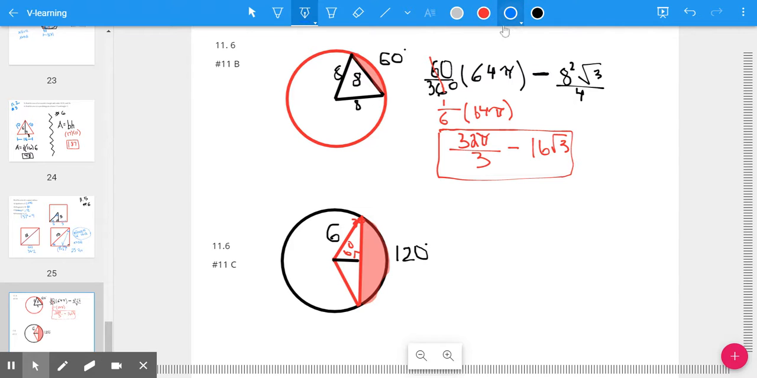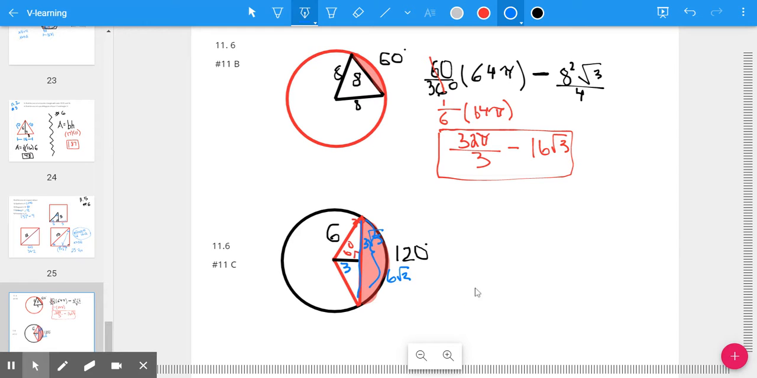Let me use a different color here. If across from my right angle is 6, that's 2x, making x 3. So across from my 30-degree angle is going to be 3, and across from my 60-degree angle is going to be 3 radical 3. To find the area of the triangle, remember, we have to double this base. So 3 radical 3 times 2, the whole base is going to be 6 radical 3. All right, now remember, the first step is to find the area of the sector.